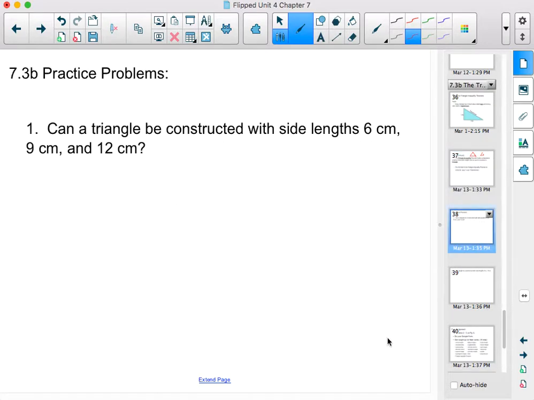So let's take a look at a practice problem. This is number 1 from your notes. It says, can a triangle be constructed with side lengths 6 centimeters, 9 centimeters, and 12 centimeters? Remember our formula, and we're always going to begin by writing the formula. Every time, you write leg plus leg is greater than hypotenuse. Our first part is to figure out what numbers are going in for the legs. Remember, the legs are the two shortest sides, so 6 and 9 will be our legs. 12 is the longest side, so that will be our hypotenuse.